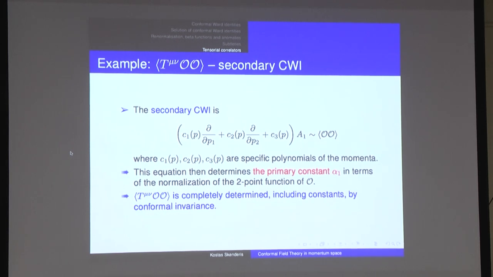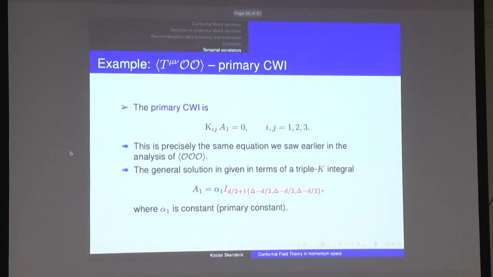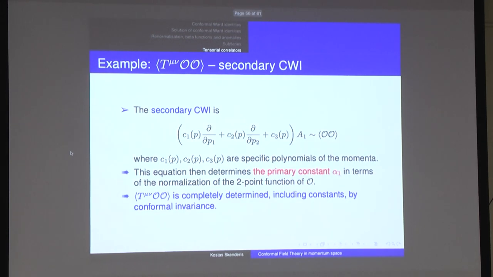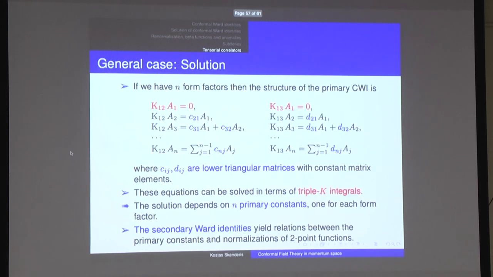And then the secondary Ward identity is a first order partial differential equation that relates that form factor with the two-point function. And in this case, it actually determines this factor alpha 1 in terms of the normalization of the two-point function. So the three-point function of the energy momentum tensor and two scalars does not contain any new parameter, which of course was known in position space, but now we derived it in momentum space.